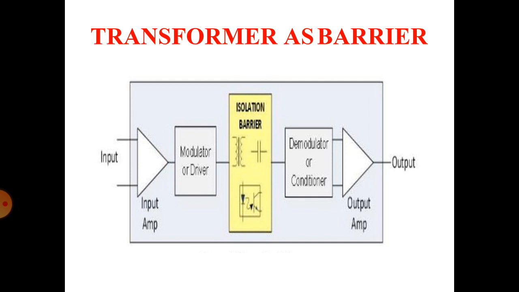That demodulator or conditioner circuit detects the original signal from the message signal, and that will be given to the output operational amplifier. The output operational amplifier will give the output value. So that is the transformer as a barrier.